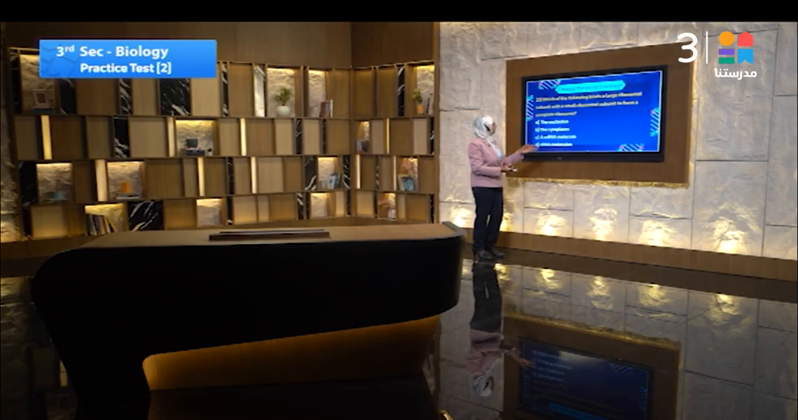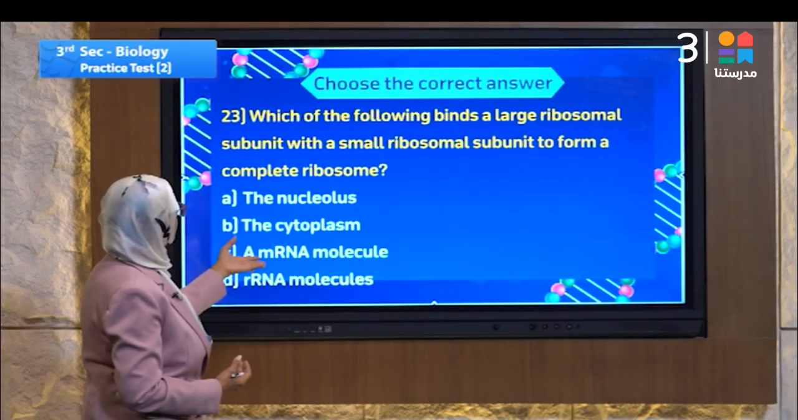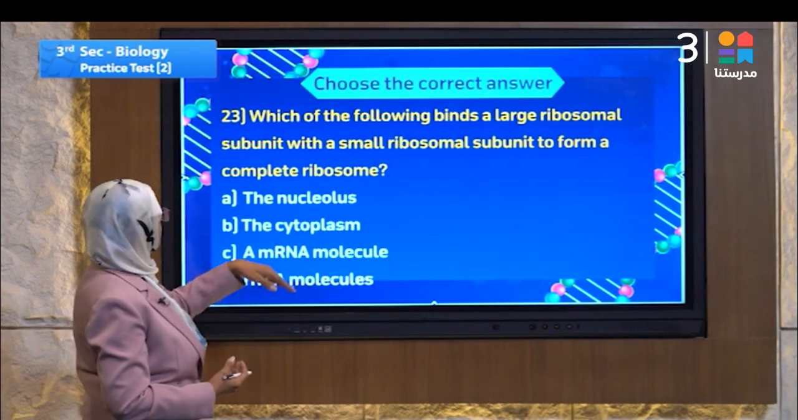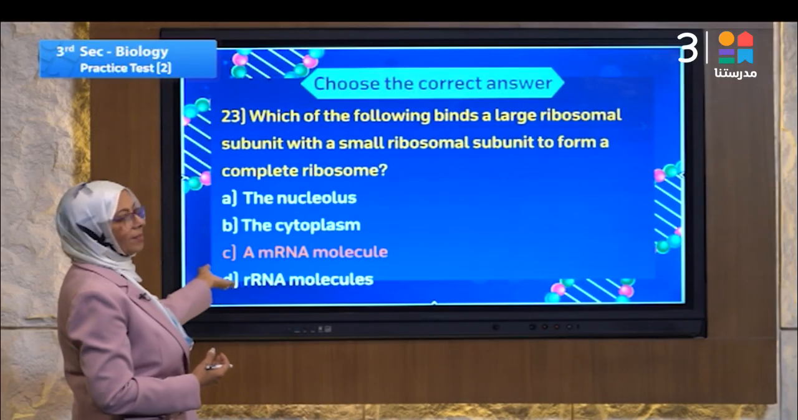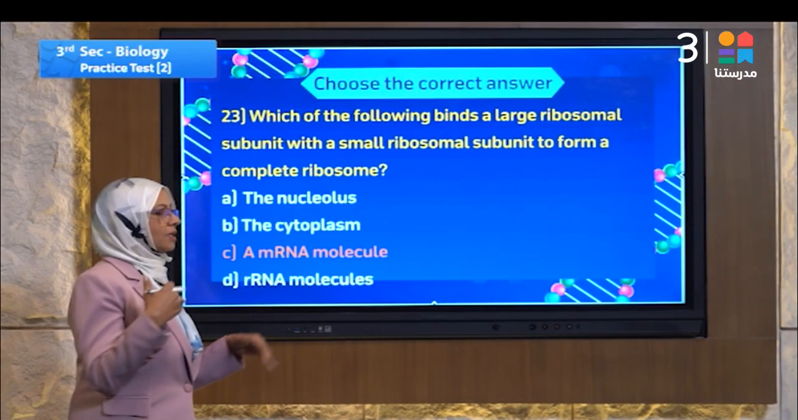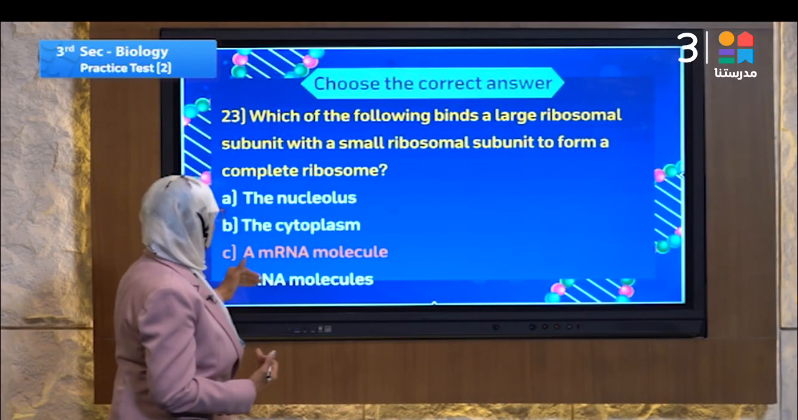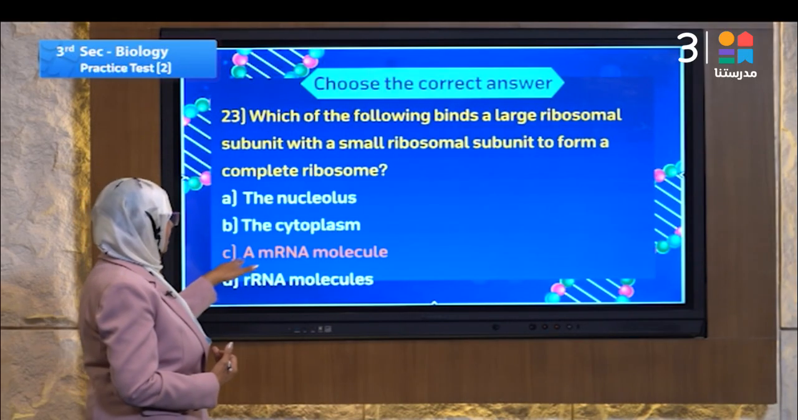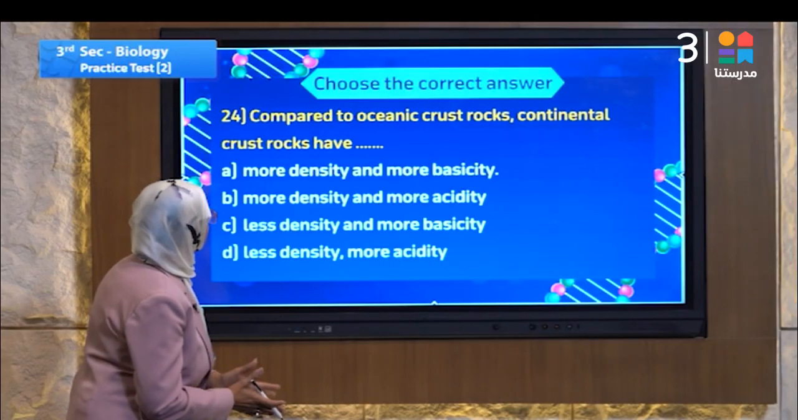Number A, the nucleus; the cytoplasm; a messenger RNA molecule; a ribosomal RNA molecule. Which of them binds the large and small subunits? It must be the messenger RNA. They are found inside, between them, the large one and the small one, a messenger RNA molecule. Let's go to question number 24.